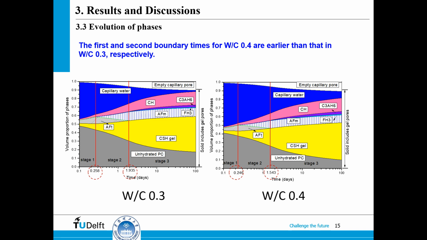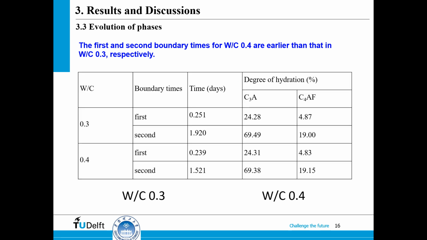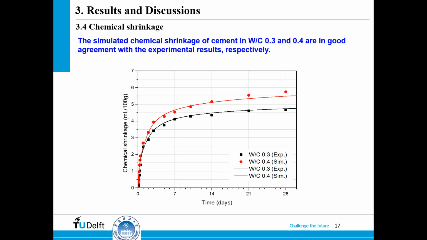Also, the water-to-binder ratio will affect the boundary time. As you can see, the first and second boundary times for 0.4 are earlier than those for the water-to-binder ratio 0.3. And then it's the simulated chemical shrinkage of the cement. As you can see, the simulated chemical shrinkage is very close to the experimental results.